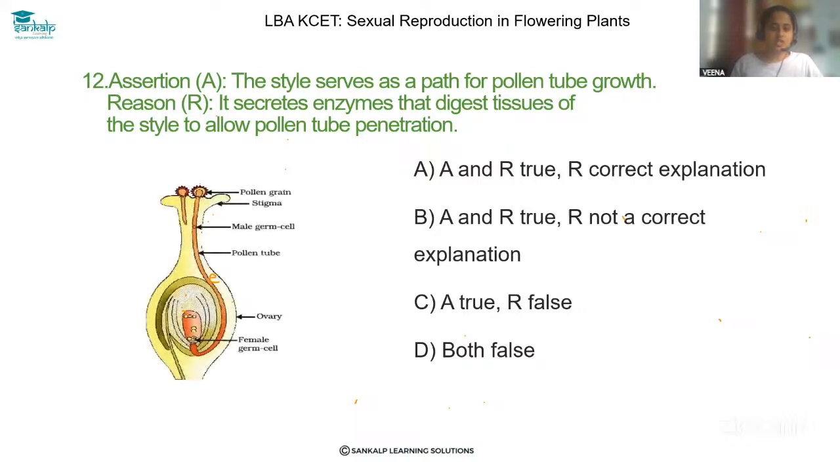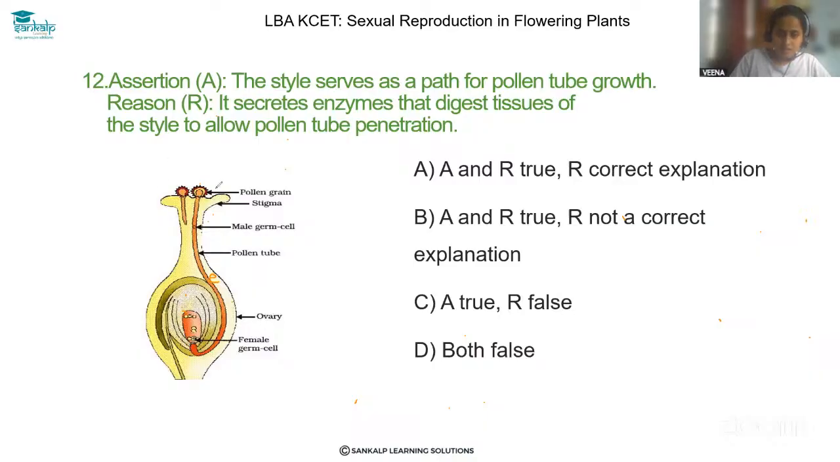Let's solve the 12th question. Assertion: The style serves as a path for pollen tube growth. Reason: It secretes enzyme that digests tissues of the style to allow the pollen tube penetration. So we'll just discuss here.